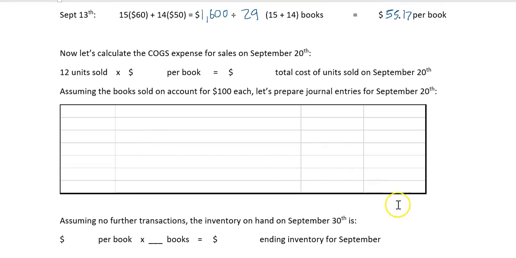This next part looks at COGS expense for sales on one specific day. So we're just looking at September 20th. We sold 12 units, and you're going to plug some numbers in, the unit cost per book, and do a calculation to figure out the total cost of units sold on September 20th. And then we're going to make a journal entry. Actually, a couple of journal entries, one for the sales revenue and one for the cost of goods sold. And also have a look at the bottom here, where the ending inventory calculation happens.